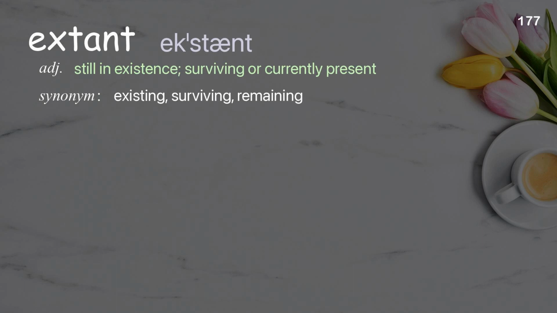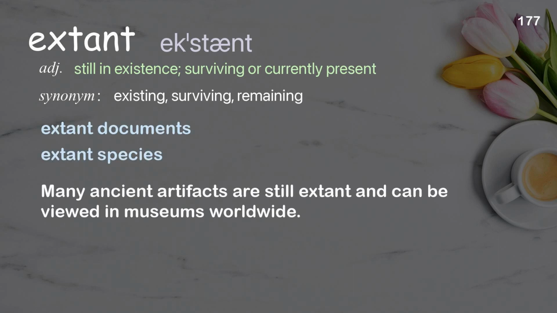Extant. Still in existence, surviving or currently present. Examples: Extant documents. Extant species. Many ancient artifacts are still extant and can be viewed in museums worldwide.